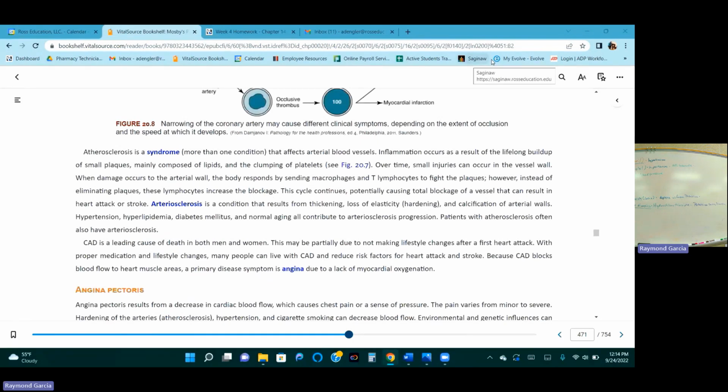Atherosclerosis is a syndrome, which is more than one condition that affects arterial blood vessels. Inflammation occurs as a result of the lifelong buildup of small plaques, mainly composed of lipids and the clumping of platelets. Over time, small injuries can occur in the vessel wall.